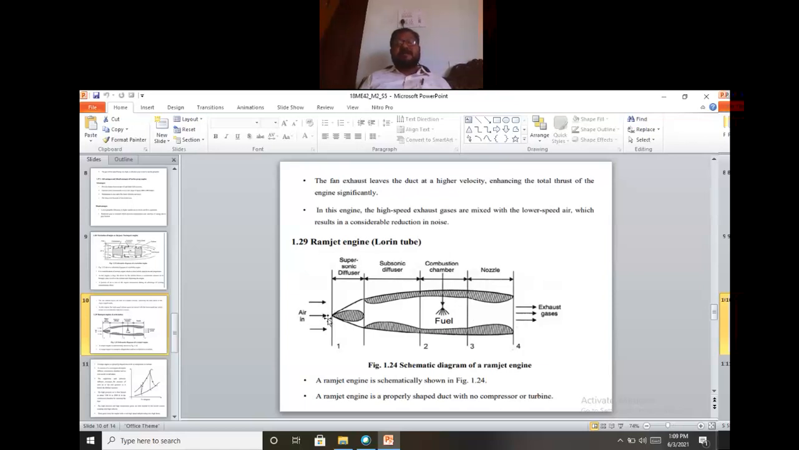The fourth one is the ramjet engine, also called the flying stovepipe. The principal parts are the supersonic diffuser, subsonic diffuser, combustion chamber, and nozzle. Air coming into the diffuser passes through the subsonic diffuser, combustion chamber, and nozzle. Here you can observe there is no compressor and no turbine in the ramjet engine.